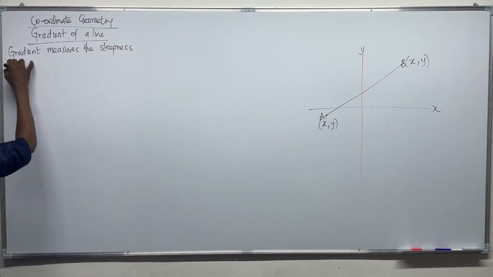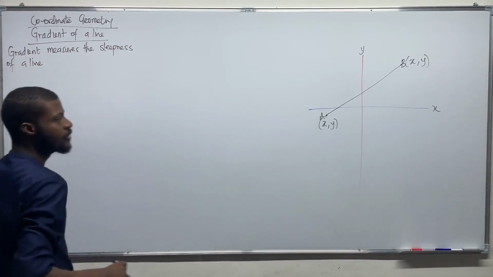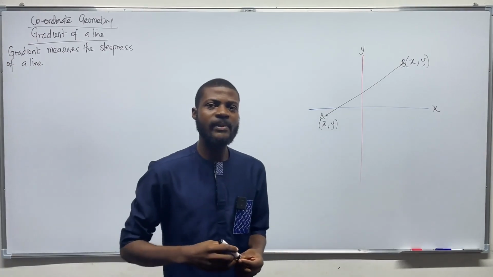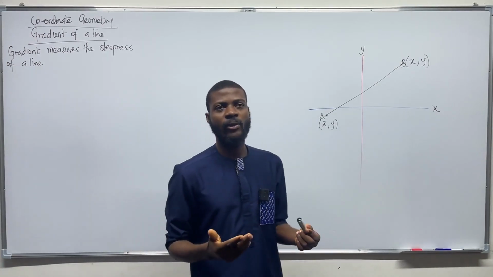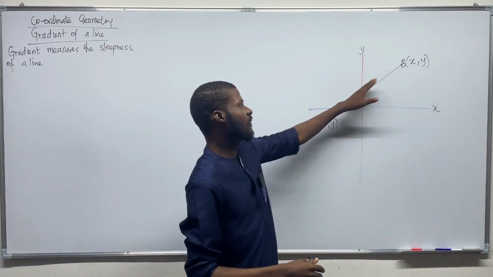The steepness of a line. So what does steepness of a line mean? It measures the tendency to fall. That is what it does. The tendency to fall. So let me not talk about this kind of line now.